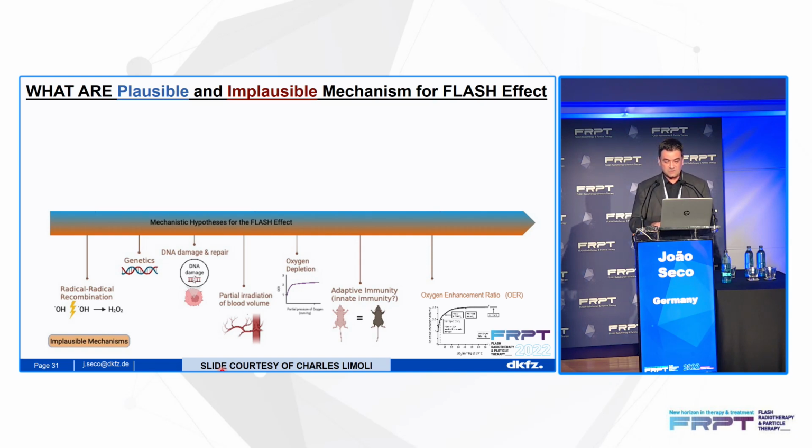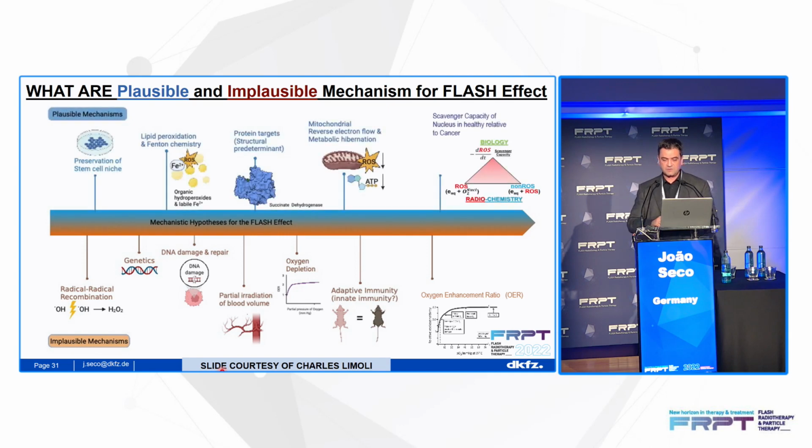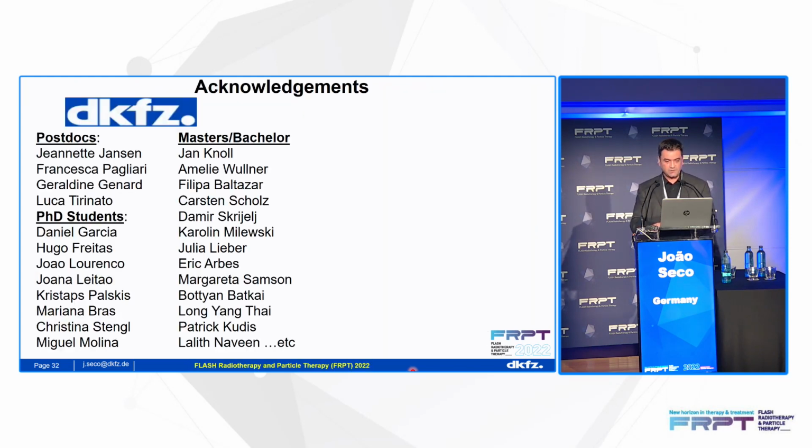And I also want to raise the possible plausible mechanism. Charles has already mentioned a lot of these in previous talks, but I want to add this additional part. We should look at the scavengers. The scavengers have a differential way of doing things, healthy versus cancer, and these can potentially affect how we do FLASH, in my opinion.